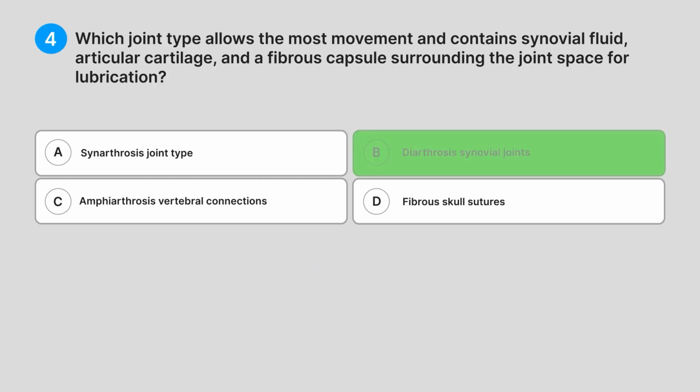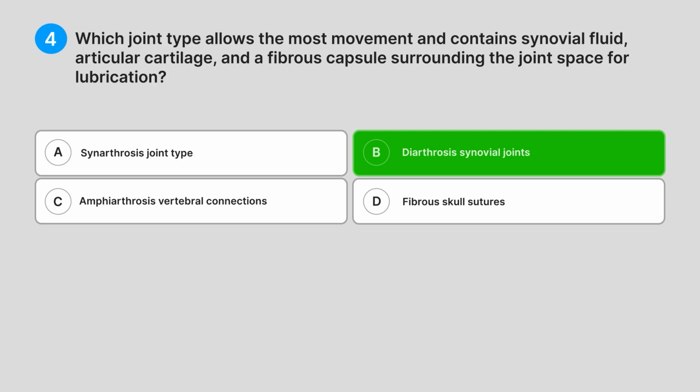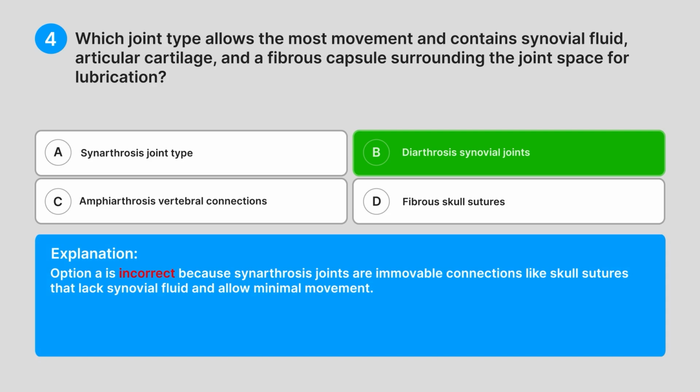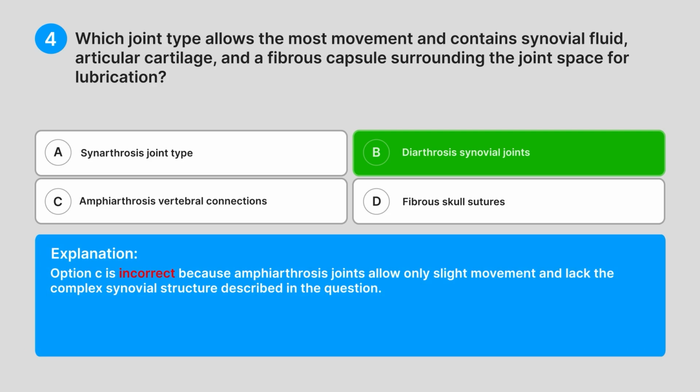Correct answer. B. Diarthrosis synovial joints. Explanation. Option B is correct because diarthrosis joints are synovial joints containing synovial fluid, articular cartilage, and fibrous capsules, allowing maximum movement like in shoulders and knees. Option A is incorrect because synarthrosis joints are immovable connections, like skull sutures that lack synovial fluid and allow minimal movement. Option C is incorrect because amphiarthrosis joints allow only slight movement and lack the complex synovial structure described in the question.